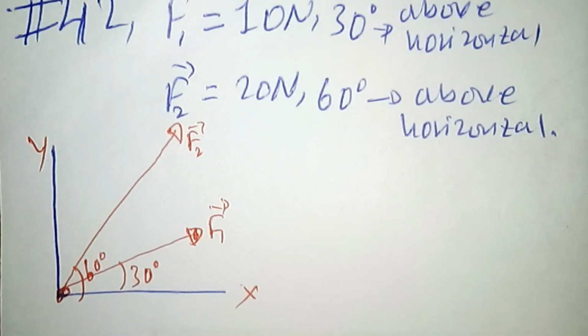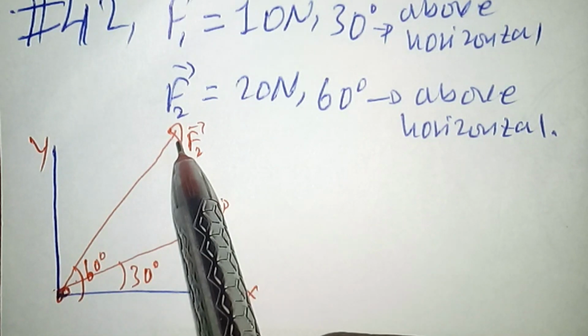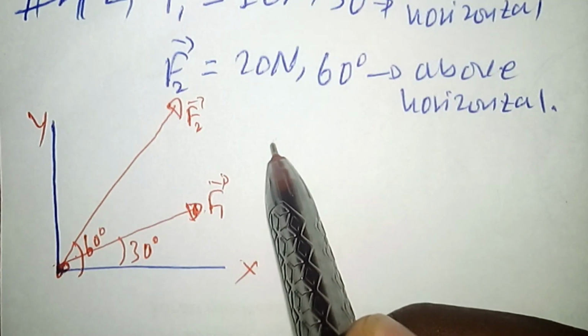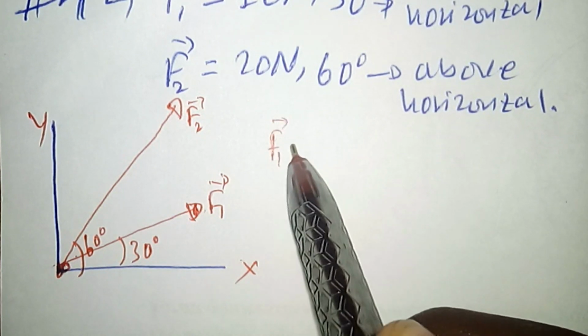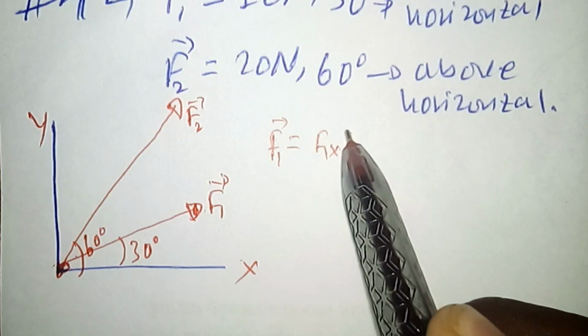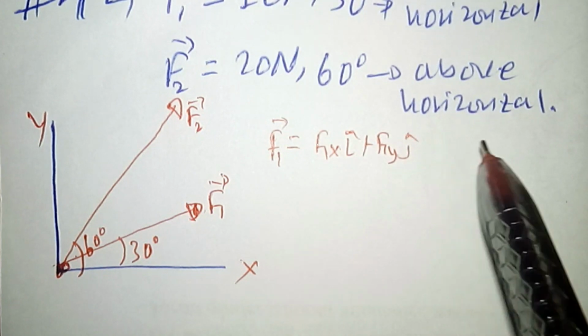So two forces F1 and F2 are given. F1 is 10 Newton at an angle of 30 degrees above the horizontal, and F2 is 20 Newton at an angle of 60 degrees above the horizontal. This is force 1 and this is force 2 when they are drawn on the same coordinates. According to the given alternatives, I have to find the components of F1. F1 can be written as F1x i plus F1y j.